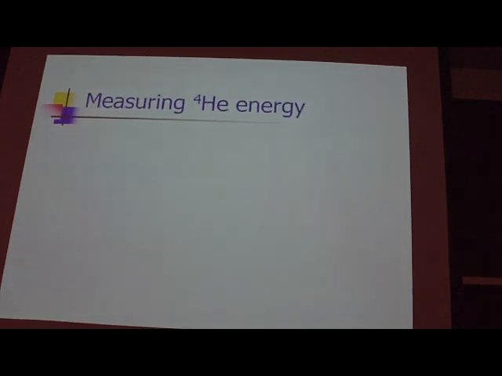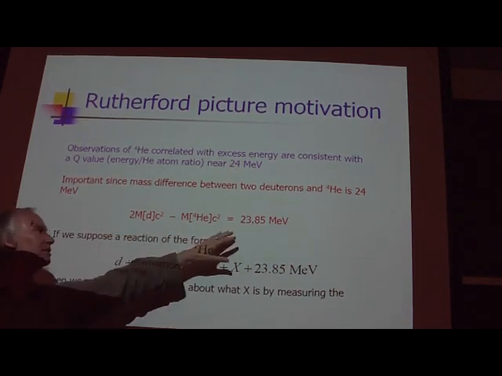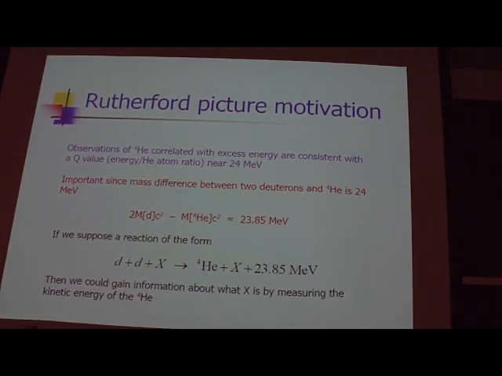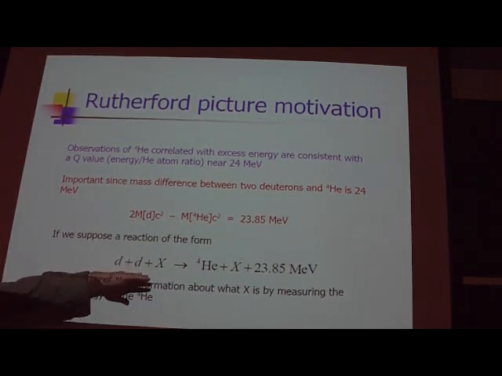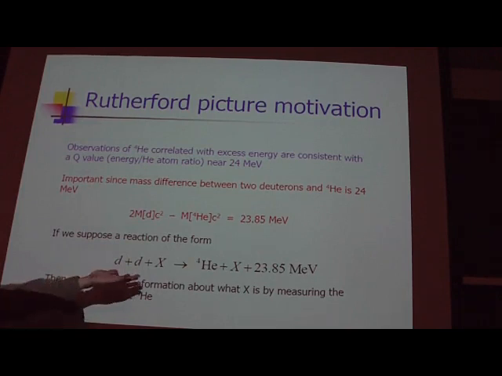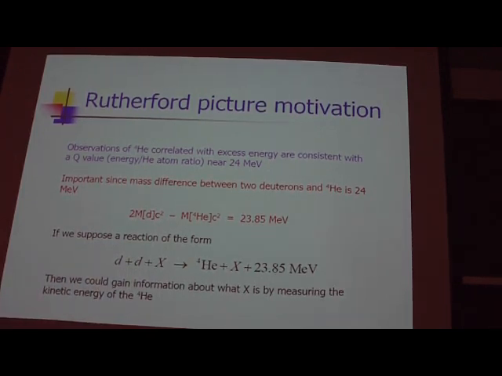All right, so how do we measure the helium-4 energy, the alpha particle energy? We've argued that if two deuterons come together and make helium-4, the mass difference energy is basically 24 MeV. If we had a reaction, something like D+D going to helium-4 near another body, then we're going to be able to figure out the mass of the other body if we can measure the helium-4 energy.